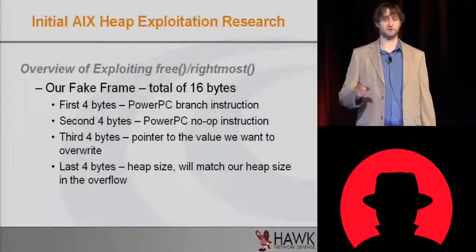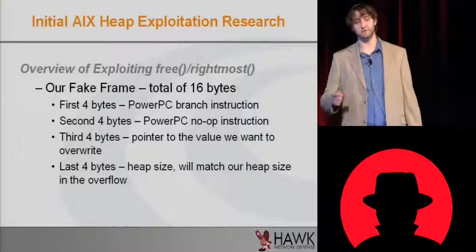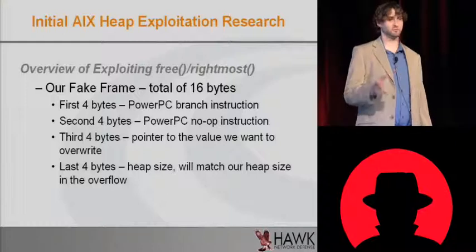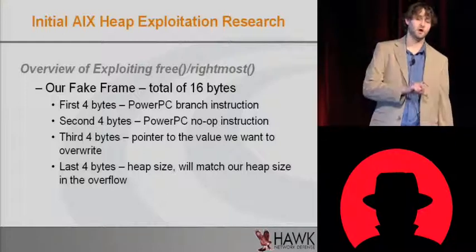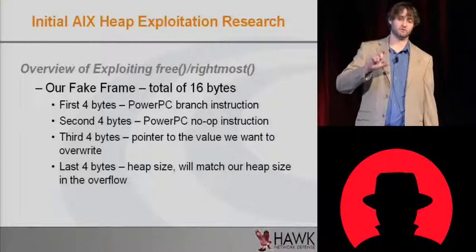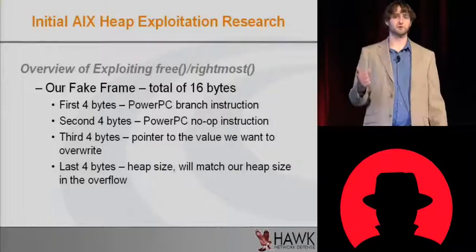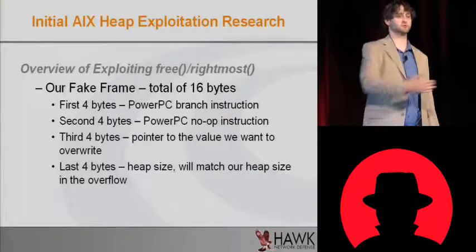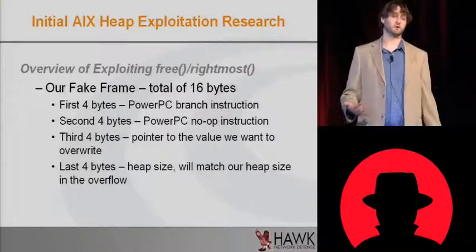And I'll go into more detail at the end of this talk, but the reason for that is, Power and pretty much all the RISC architectures actually do something called instruction caching. So when you do a branch, it actually executes the next instruction before actually branching out.